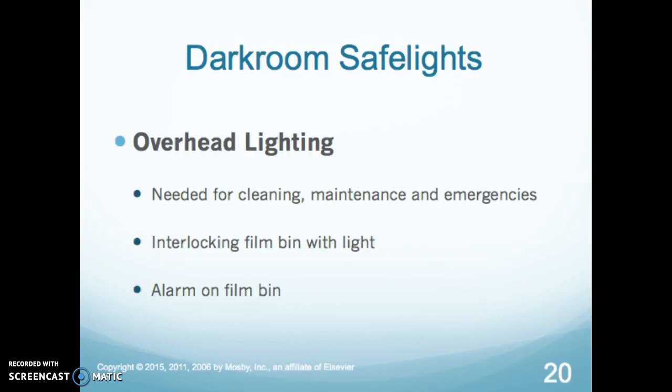Overhead lighting. We turn on the switch for cleaning, maintenance, and emergencies. Usually, if the film bin's open, it won't let you turn the overhead light on. Okay, so it's got a lock mechanism where you can't turn on the light if the film bin's open. There's also usually an alarm on the film bin to remind you not to turn on the light or to open the door.